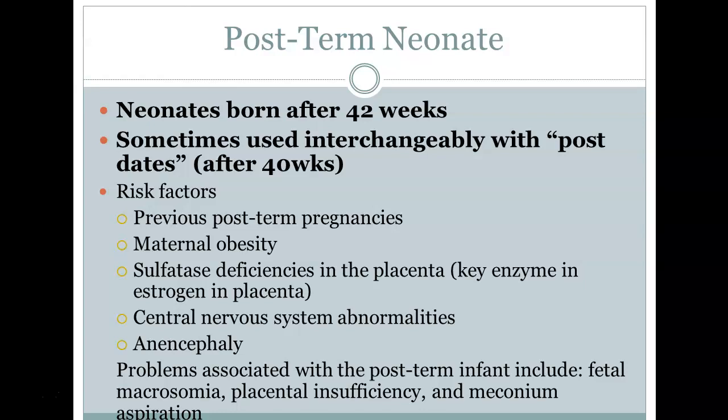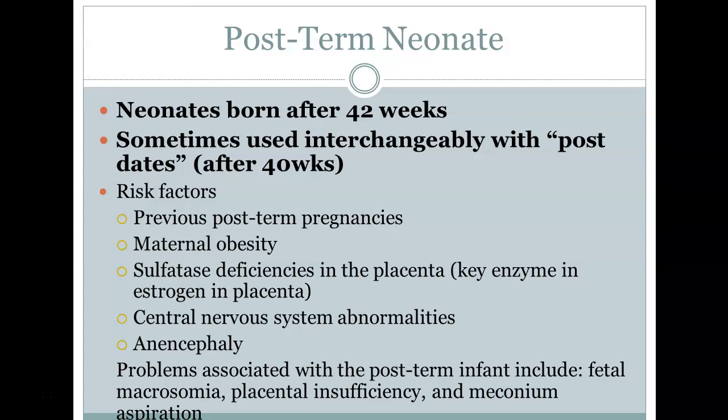So if you just happen to have pregnancies that tend to go post-term, maternal obesity can cause this. There is a sulfatase deficiency in the placenta when you get past your post-term dates. In addition to the placenta aging, it also can have a deficiency in this key enzyme in estrogen for the placenta. And the lack of this enzyme can cause fetal adrenal hyperplasia, central nervous system abnormalities and anencephaly, which is where the major portion of a brain, scalp, or skull is missing. And this also can cause some neural tube defects as well.